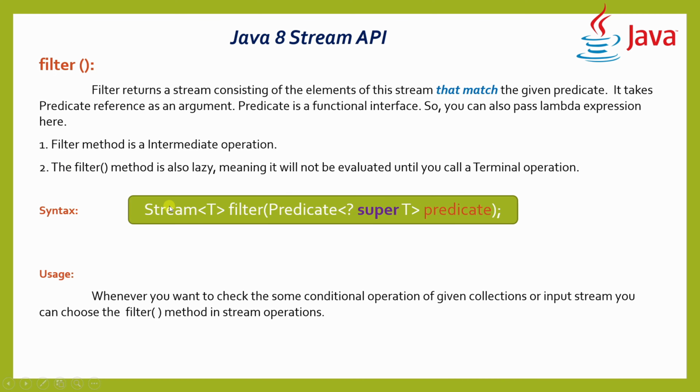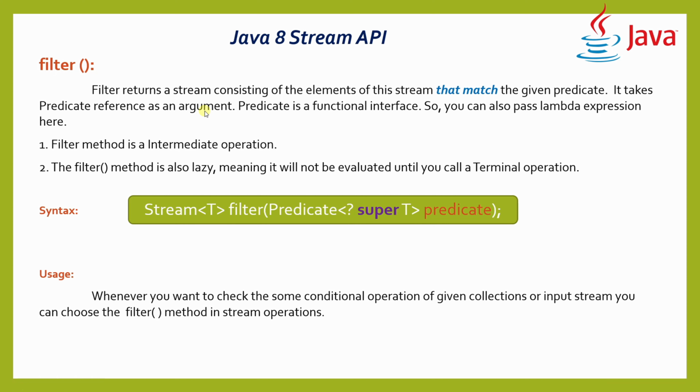That means filter takes a predicate as an input parameter. The predicate is nothing but a conditional check, right? Whatever the predicate matches, it will return as the output. It takes a predicate reference as an argument, so it is a functional interface, and you can use a lambda expression to pass it here.